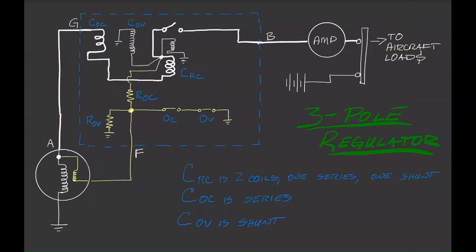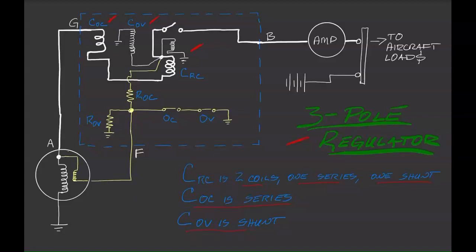And here is our last regulator. This is more common. This is our 3-pole regulator. In the 3-pole regulator, we've added another relay, the current sensing relay. So here's our current sensing relay. We've got our old voltage sensing relay, and then here's our reverse current relay. The reverse current relay, remember, is 2 coils, 1 series, 1 shunt or parallel. The current sensing relay is series, and the overvoltage is shunt.